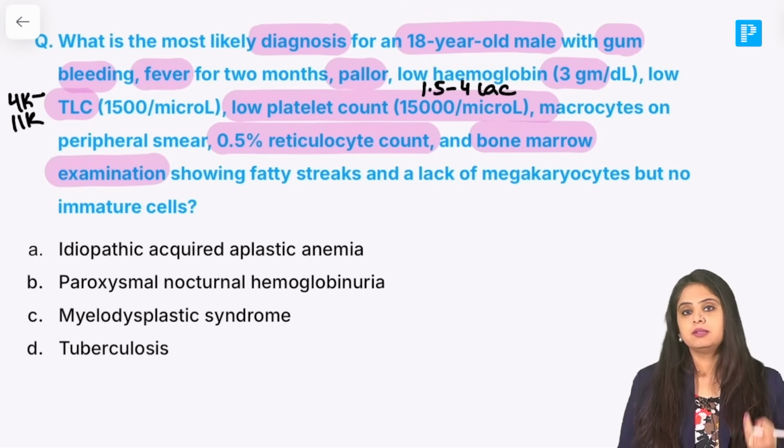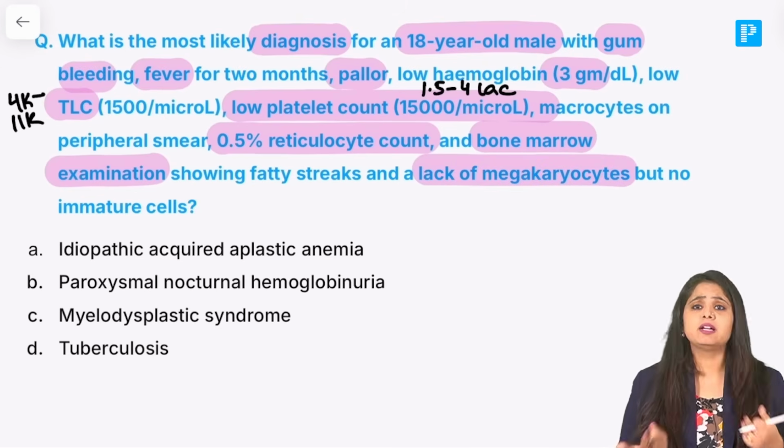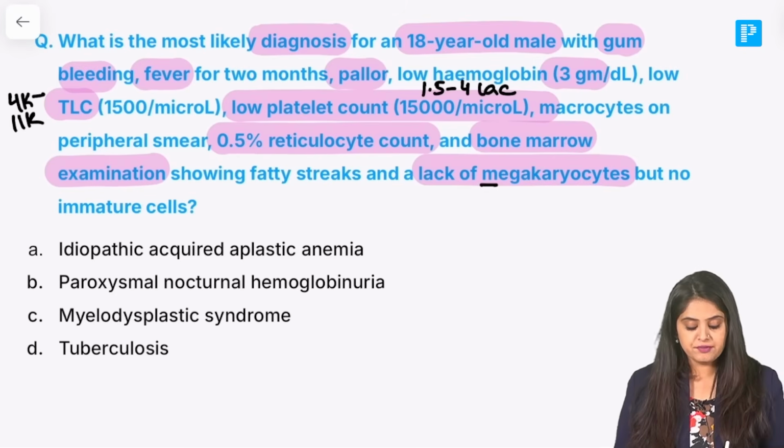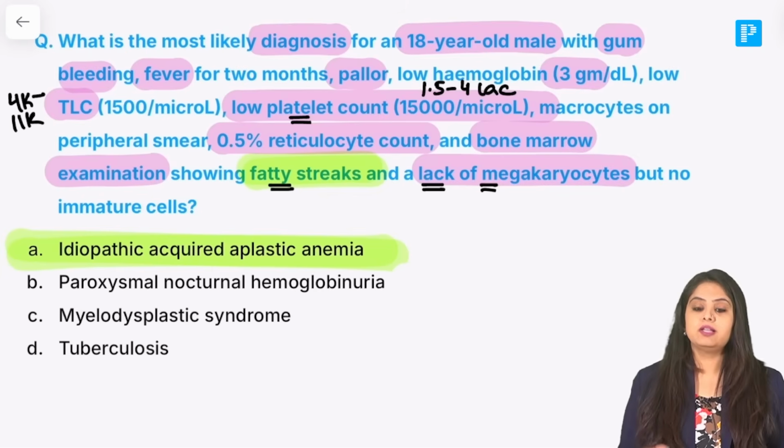That RBC, WBC, platelet, everything has stopped forming, and the bone marrow is number 1 showing lack of megakaryocytes, which means megakaryocyte is the precursor of what? This is a precursor of platelet. The precursor is only not there. That is why I can see the platelet is not forming. Plus the bone marrow is now having a lot of fatty streaks in it, which tells me it is a classical case of acquired aplastic anemia.